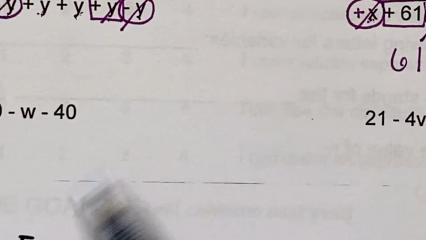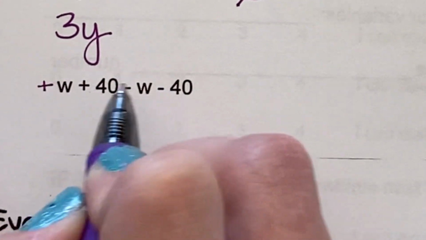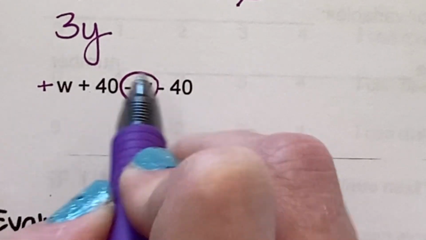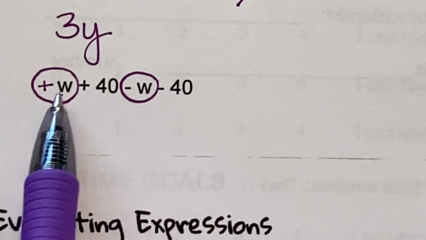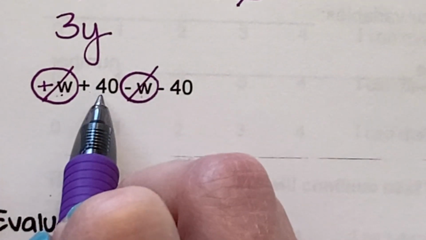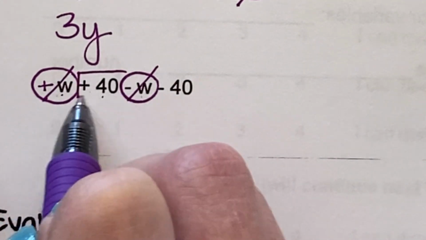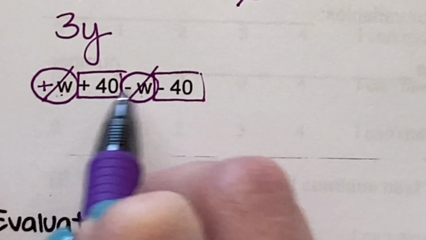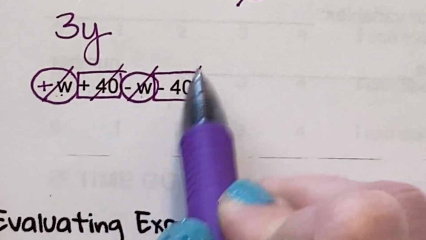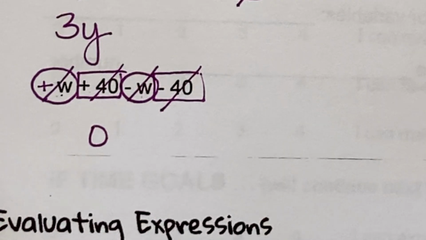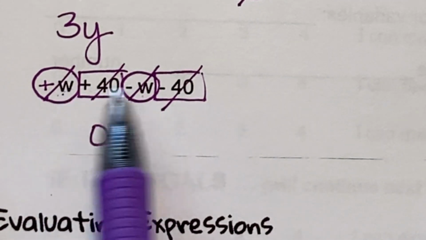Let's see what happens here. I have a positive w. I have +40. I have a negative w. I'm going to circle the w's. And I have a -40. Wait, I have a positive w. I have a positive number and a negative number. These ones are going to cancel out again. And I have a +40 and a -40. Wait, what's going to happen with my 40s? +40, -40, +40, -40. They cancel out to be 0 as well. This expression, no matter what w is standing for, is always just going to be 0 because everything is just going to cancel out with each other.